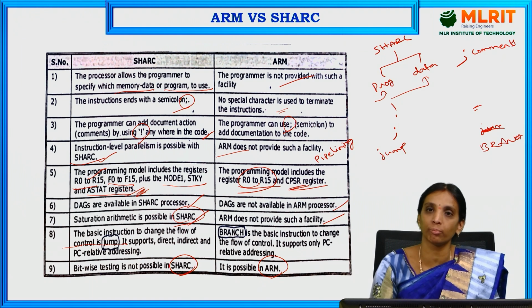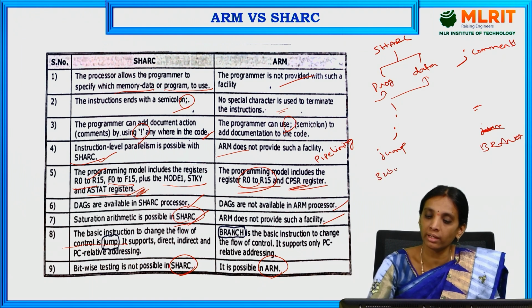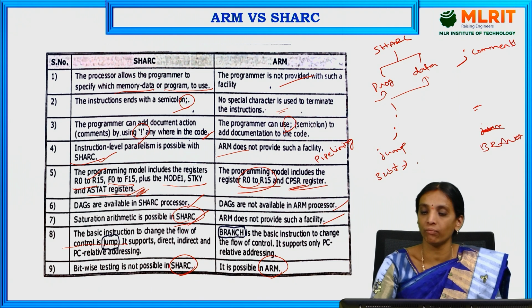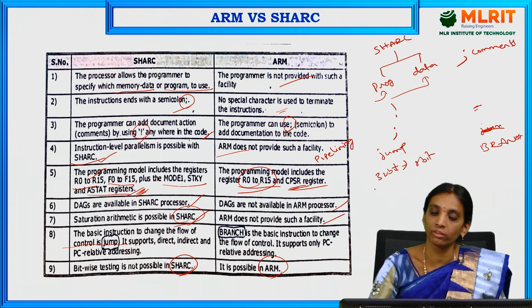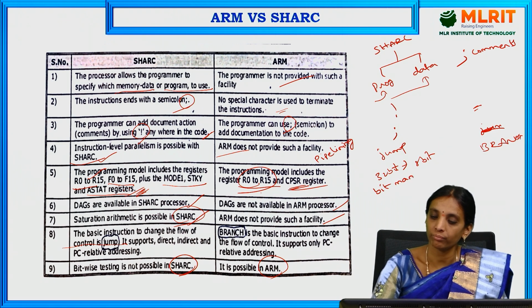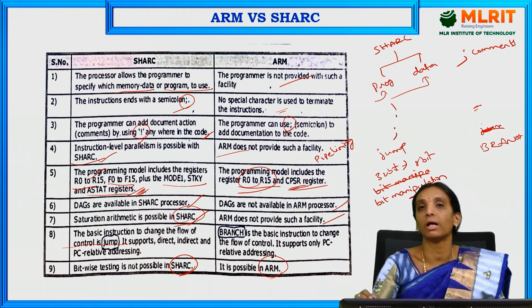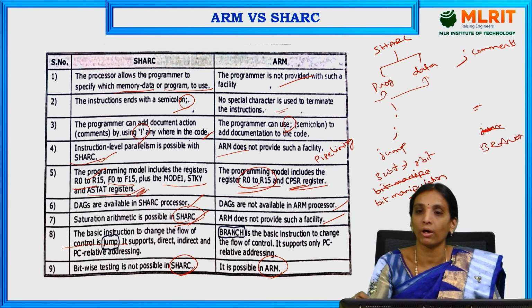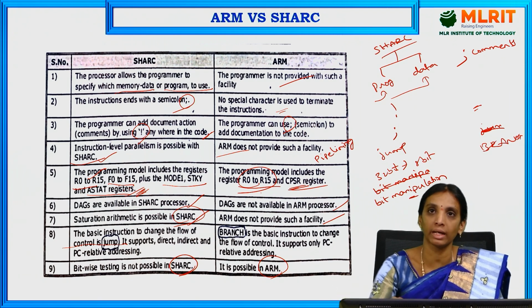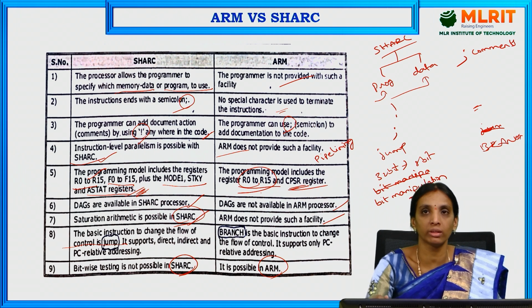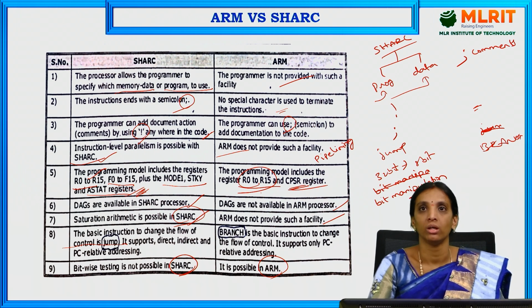As we have discussed previously, the full 32-bit data will be used for 8-bit data also. So for SHARC processors, the bit manipulation instructions are not possible, but in the ARM processor we have the bit manipulation capability. So these are the differences between the ARM processor and the SHARC processor.